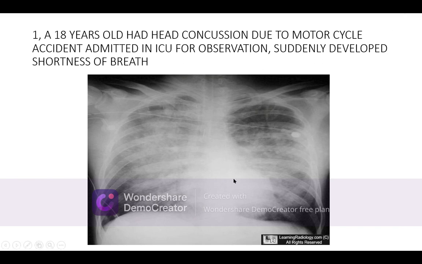Now this means that all the shadowings represent the alveoli, interalveolar septa and interstitial spaces loaded with fluid, and this fluid comes in a very short duration of time. Otherwise the heart is normal. This is a case of non-cardiogenic pulmonary edema, which will be present like this.